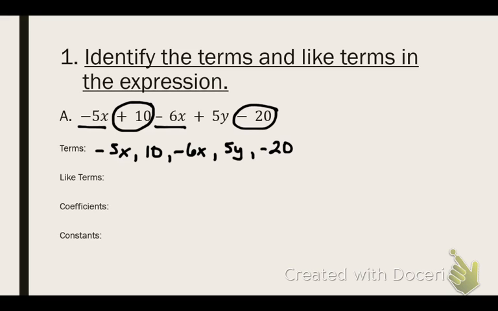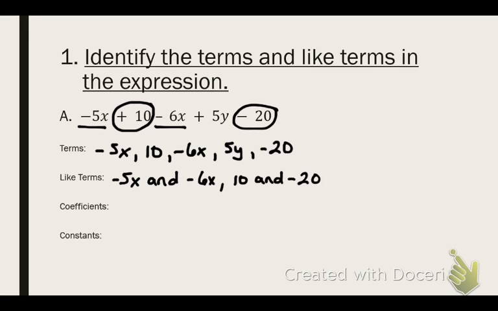Now it's asking us to find the like terms. Nikki, what are my like terms in this problem? The things that are alike. You're right, it's the things that are alike. Can you tell me which ones are it for problem A? Negative 5x and negative 6x. Good job. Are there any more? Yes. Positive 10 and negative 20. Very good job.